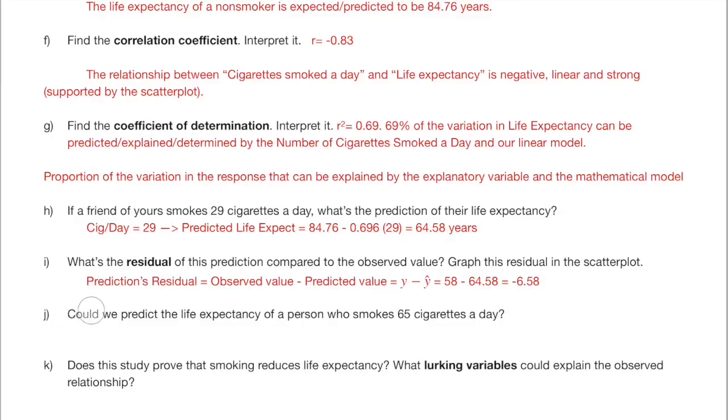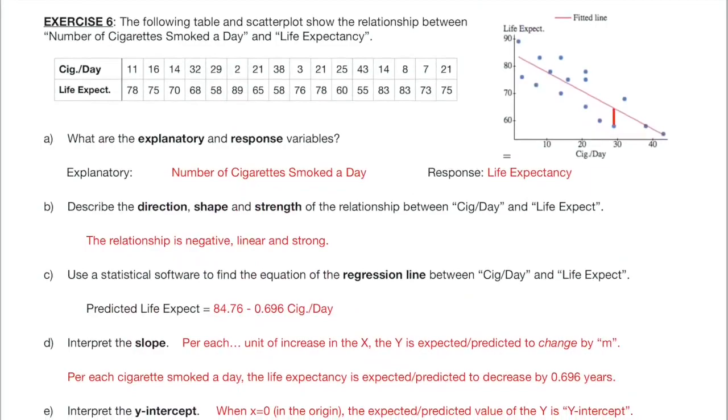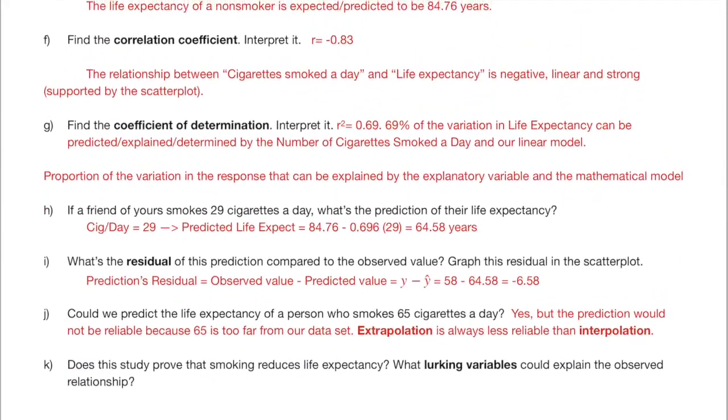Question J. Could we predict the life expectancy of a person who smokes 65 cigarettes a day? You can always plug the value in the equation of the regression line. The problem here is that the highest value of the explanatory variable in our data set is 43. If we predict beyond this point, we are assuming that the pattern continues the same way, but we don't know that, so we cannot trust much this prediction.